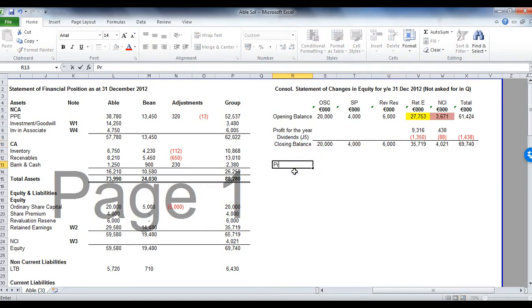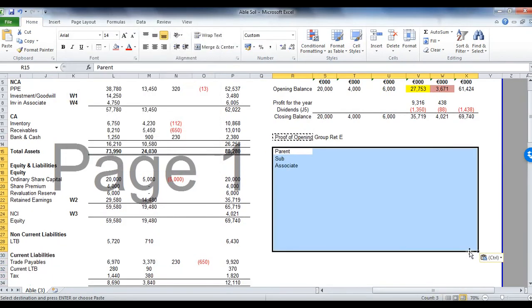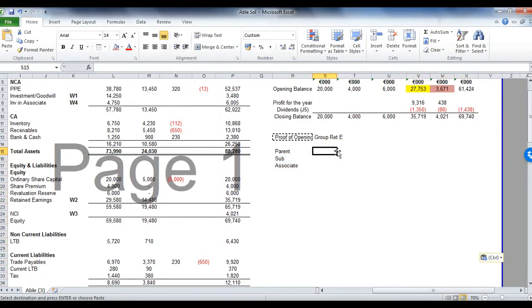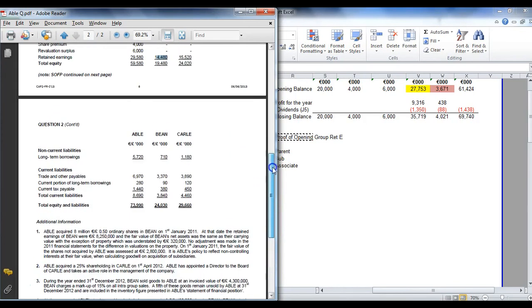So we can prove the proof of opening group retained earnings. So you have the parent, you have the sub, and you have the associate. So let me just change all those. So the parent, well, what was the retained earnings at the opening position, which is the 1st of January 2012? Well, the parent's retained earnings would have been, and be careful with this, there's a small bit of an adjustment.